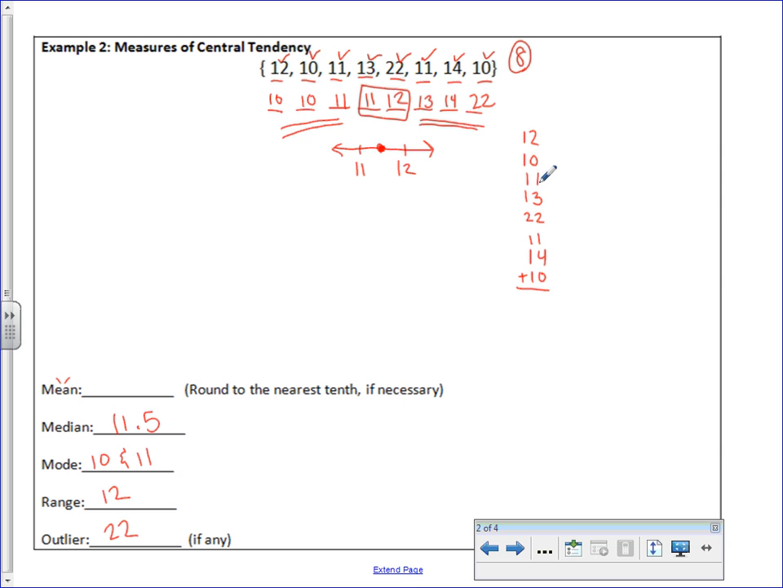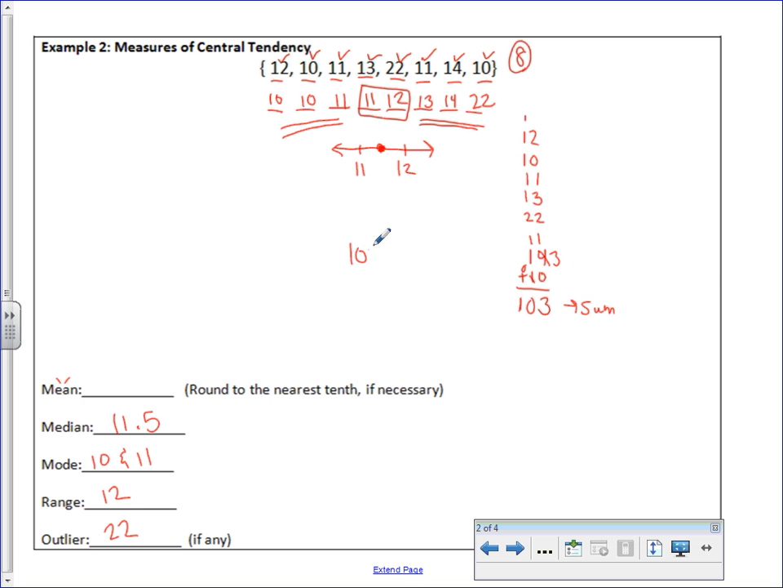2 plus 1 is 3. 3 plus 3 is 6. 6 plus 2 is 8. 8 plus 1 is 9. 9 plus 4 is 13. Bring the 3. 3 plus 0 is 3. And I carry the 1. I have 1, 2, 3, 4, 5, 6, 7, 8, 9, 10. Bring down the 0, and I had 1. 103 is my sum. And then I need to divide by the number of digits I have.